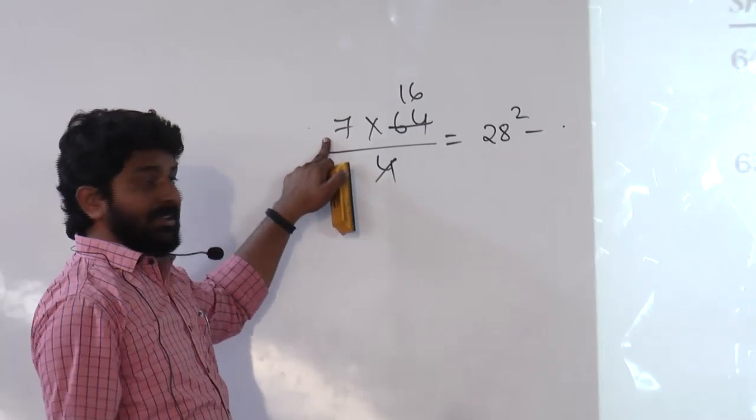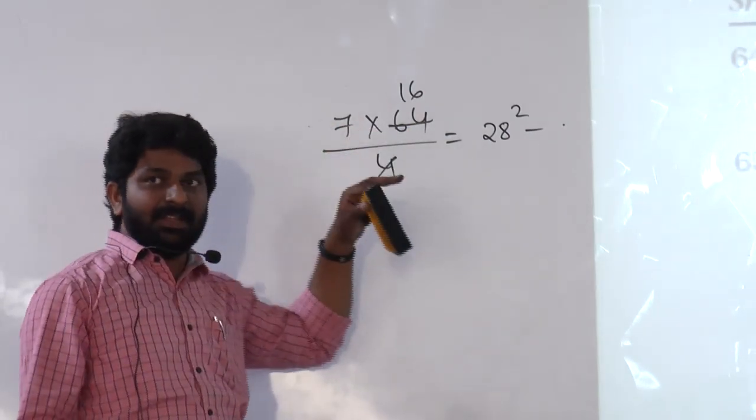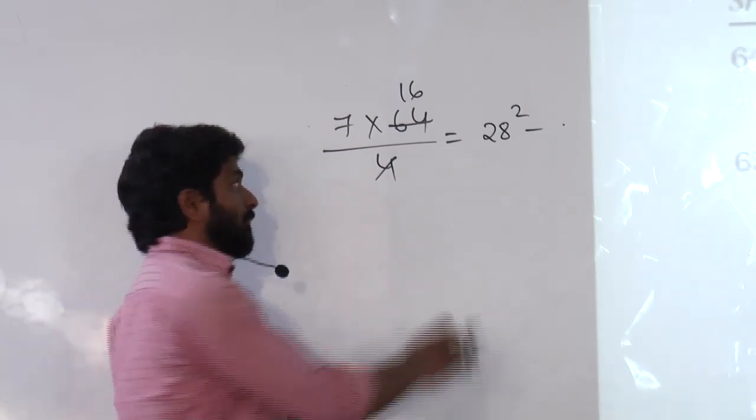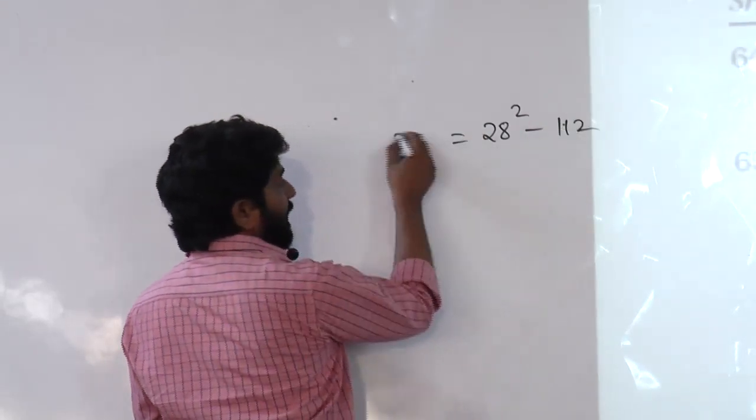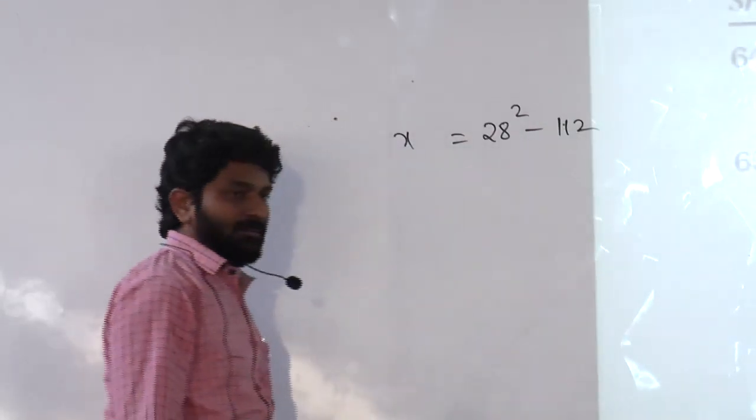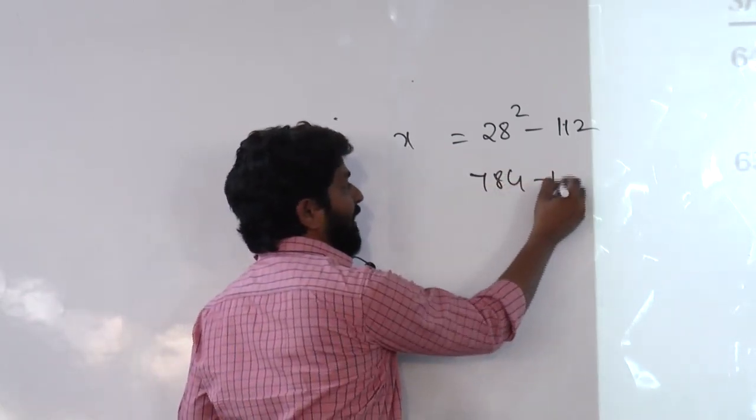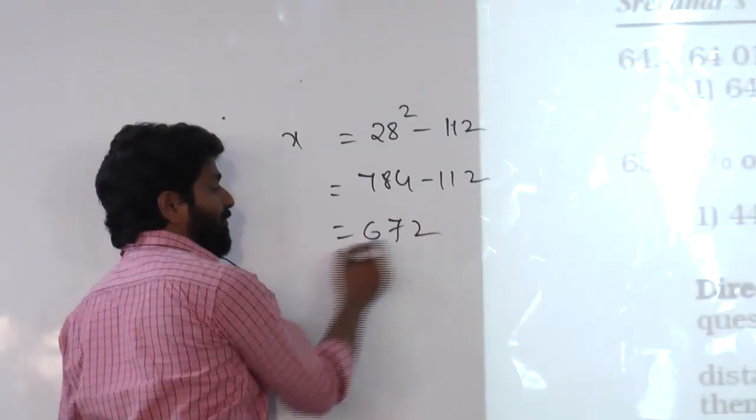16 7 times. 7 10 times is 70. 6 7 times is 42. 70 42 112. X is equal to 28 square minus 112. What is 28 square? 784 minus 112. Subtract 100, then subtract 12. 672.